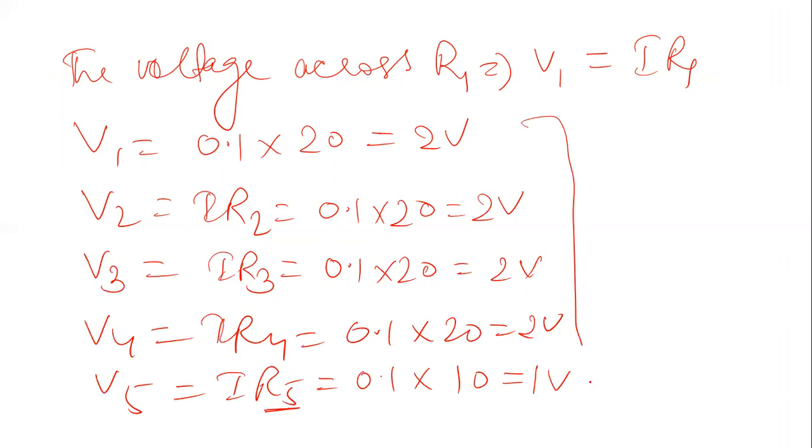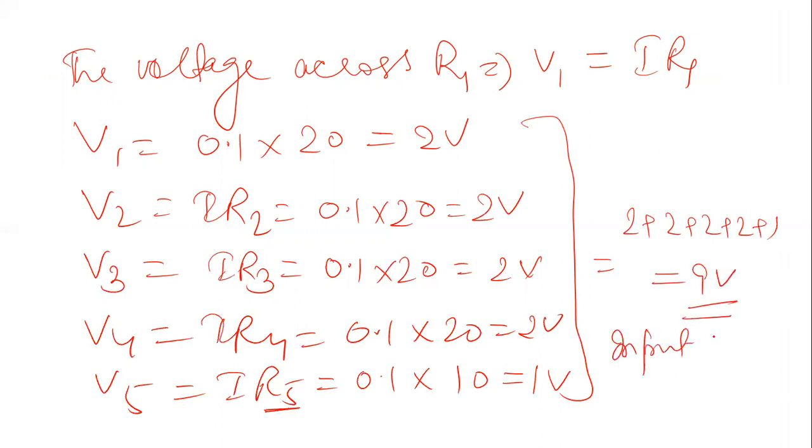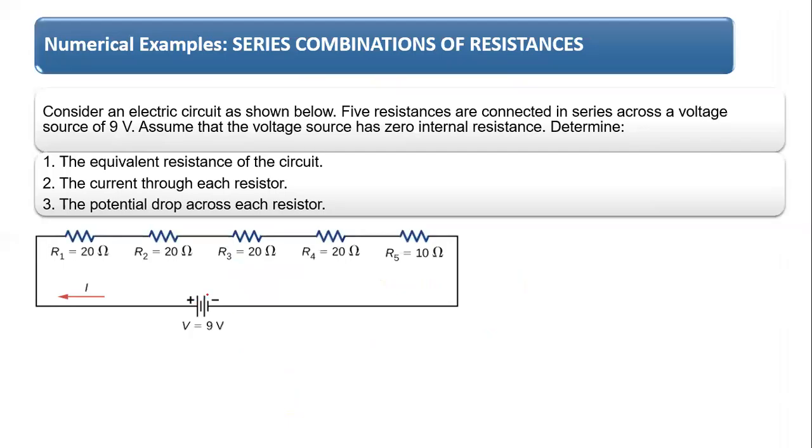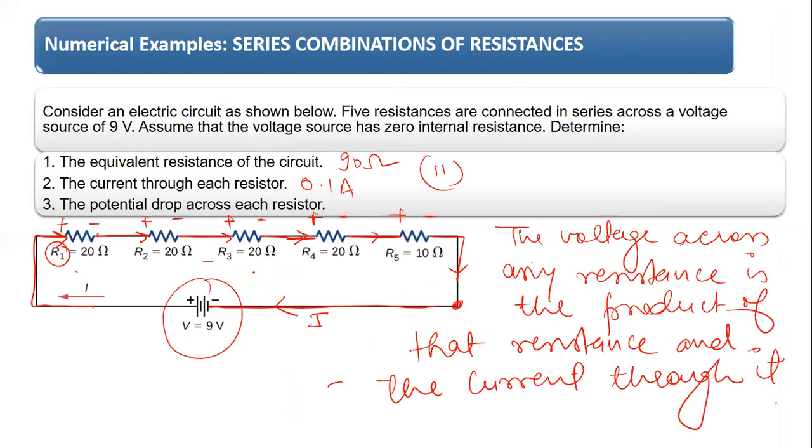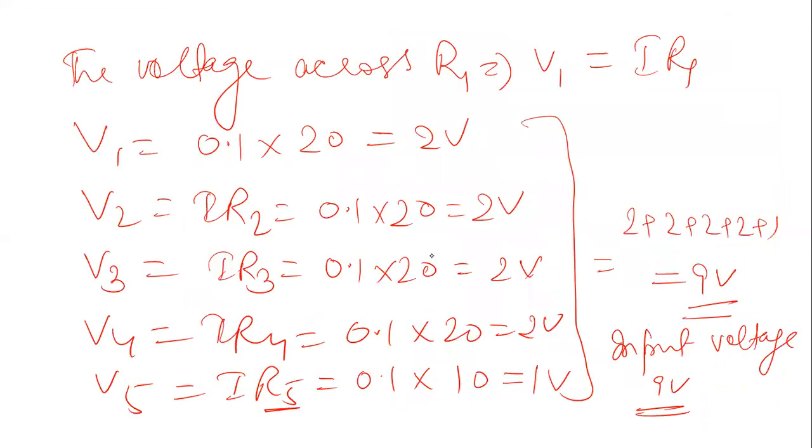So you can see the sum of all these is 2 plus 2 plus 2 plus 2 plus 1 is equal to 9 volt. Okay, and the input voltage is also equal to 9 volt. Hence it is also proved here that the applied voltage will be divided across each series element according to its resistance. Whatever is the resistance of the series element, according to that resistance and the current through it, we will have a certain voltage drop across that particular element.